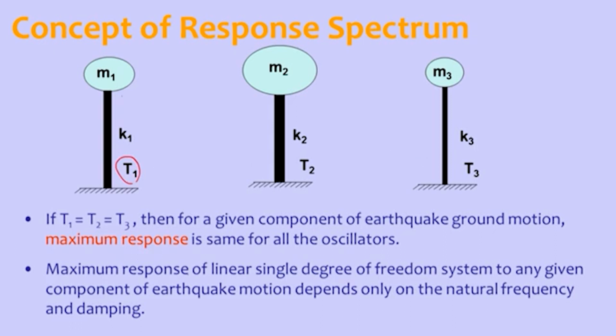So, the maximum response of a linear single degree of freedom system to any given component of earthquake motion depends only on natural frequency or natural period and damping. Only these two quantities it depends on. Now I would like to show you a small video clip explaining the concept of response spectrum. Let us look at that.